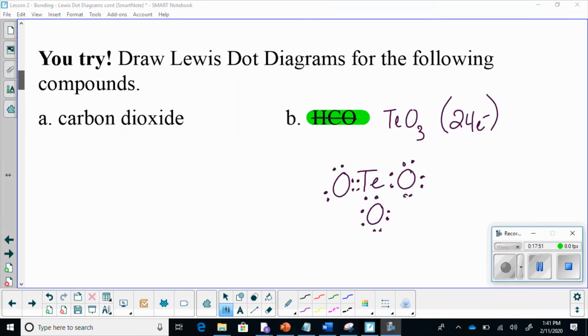Carbon dioxide, CO2, has a total of 16 valence electrons. I'm going to start with carbon in the middle. Carbon goes in the middle. I spread my oxygens around, and then I complete the octet.